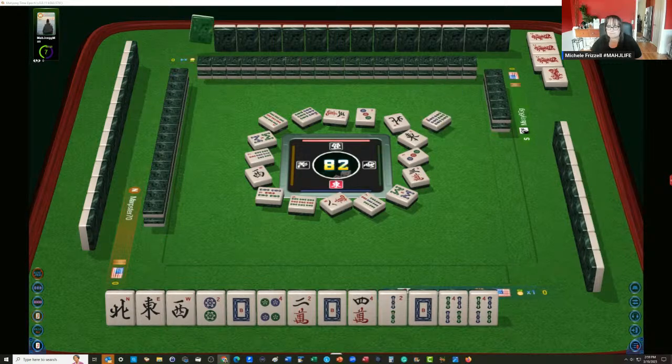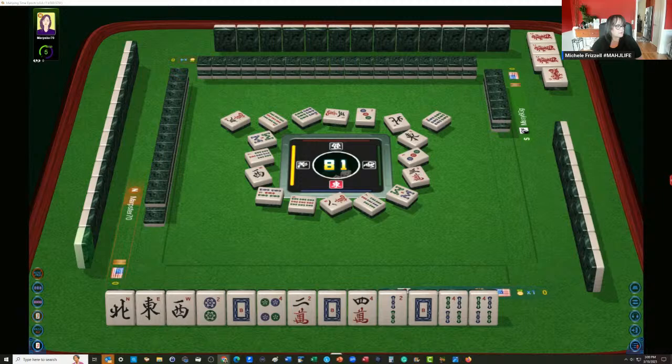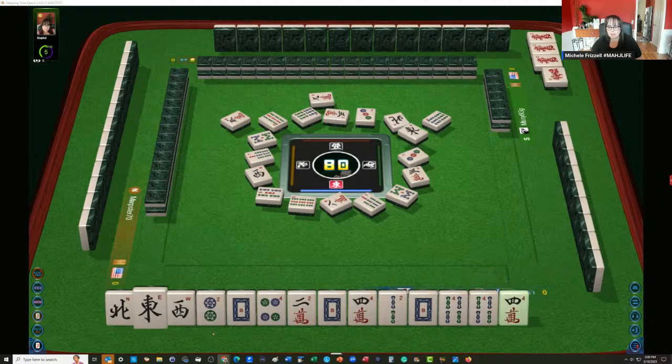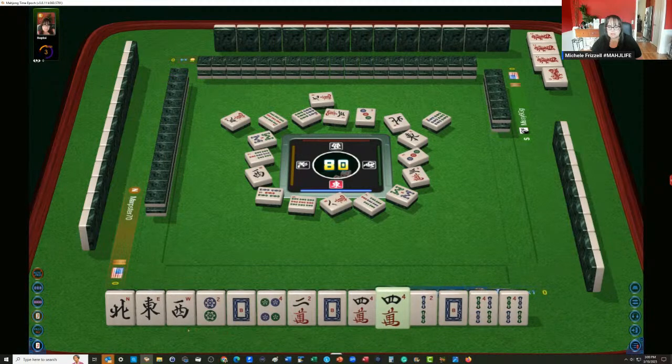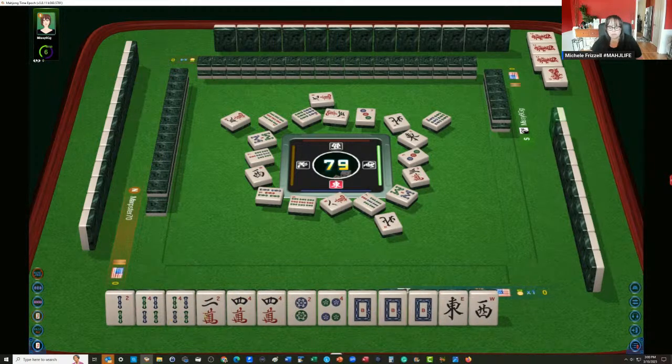6 bamboos. 5 characters. Okay. 9 characters. Oh, a 4. All right. It's just not coming in. North wind. Okay, so we've got 4s. We're going to switch. Let's see, we've got 3 4s characters.